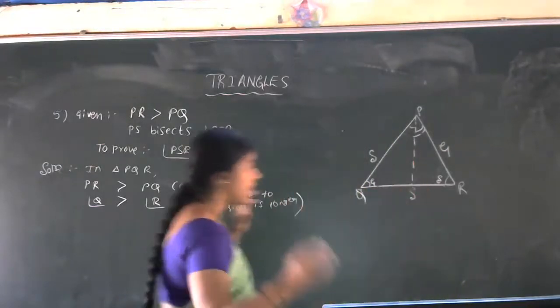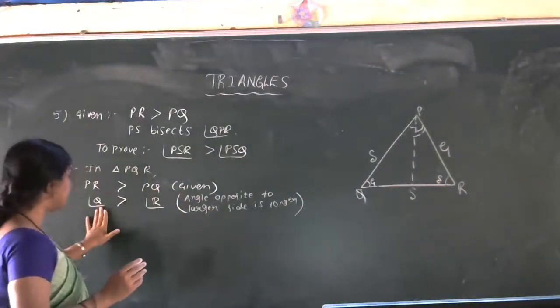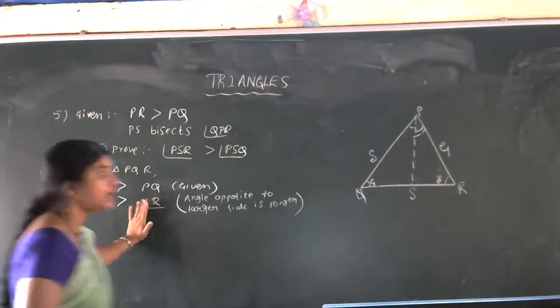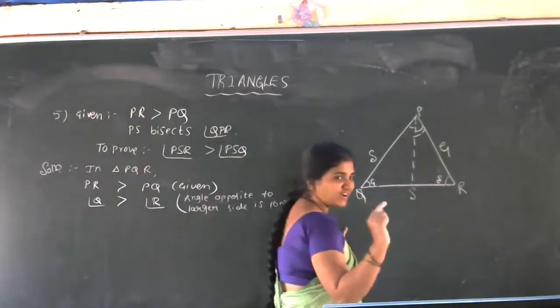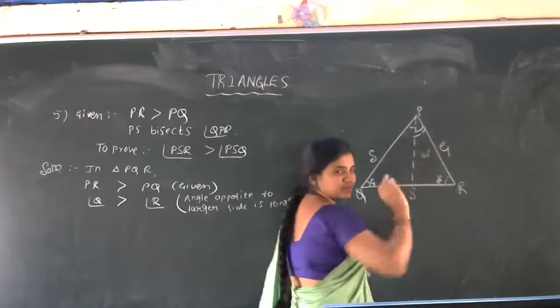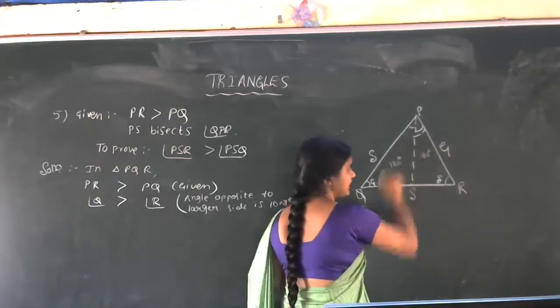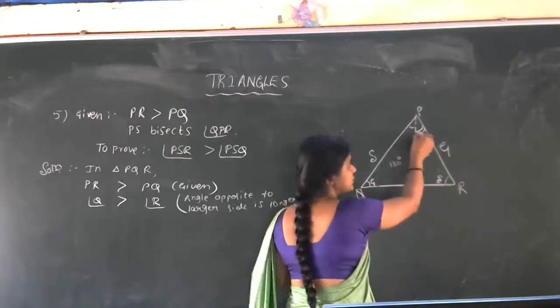Okay, so up to this you got the idea, no? PR is greater than PQ, in the sense angle Q is greater than angle R. Now see, already I got the result actually. See here, 180 degrees, 180 degrees. Just for your reference, I'm going to tell, later we'll solve this in the mathematical way. These two angles are equal.